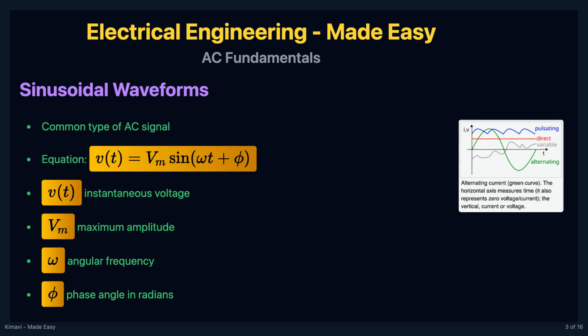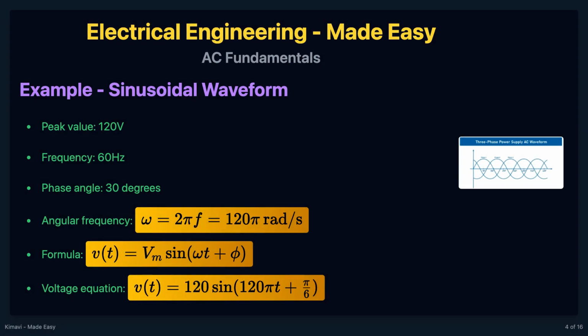It can be described by the equation V(t) = V_m sin(ωt + φ). Here, V(t) is the instantaneous voltage at time t, V_m is the maximum amplitude of the waveform, ω is the angular frequency in radians per second, and φ is the phase angle in radians.